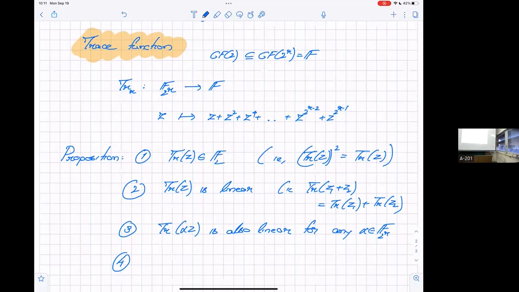Take Z equals 1. If R were even, that will go to 0. Trace of 1 depends on R: for R being even, trace of 1 is 0, and for R being odd, trace of 1 is 1.